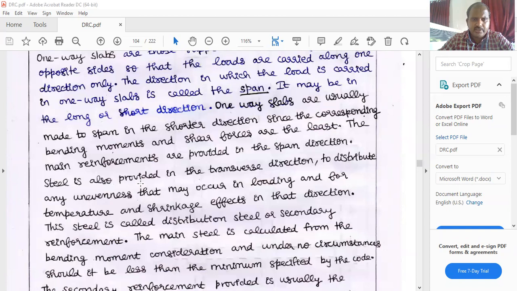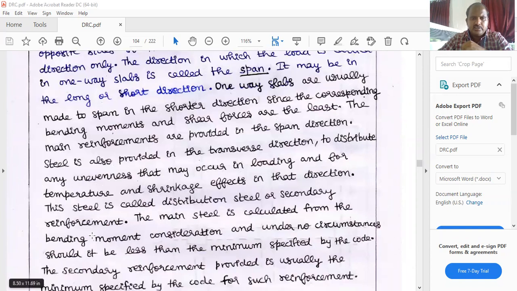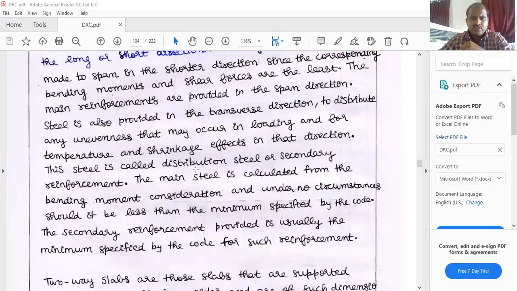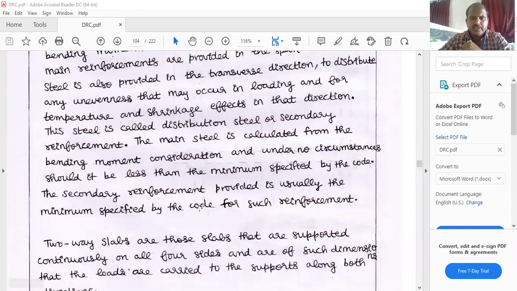Steel is also provided in the transverse direction to distribute any unevenness that may occur in loading, and for temperature and shrinkage effects in that direction. This steel is called distribution steel or secondary reinforcement. The main steel is calculated from the bending moment consideration, and under no circumstance should it be less than the minimum specified by the code. The secondary reinforcement provided is usually the minimum specified by the code for such reinforcement.